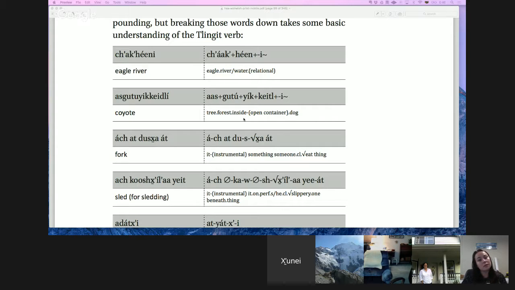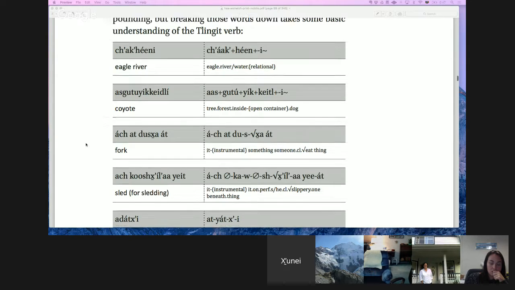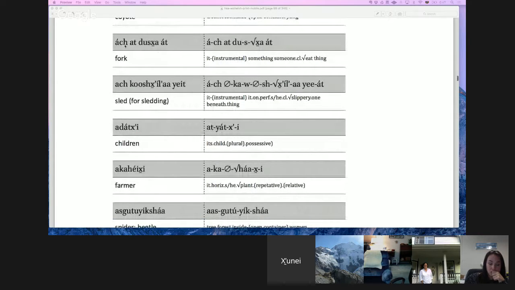But looking at how these unpack is kind of interesting. So Askatu Yik means in the forest. Katie. So it's the dog in the forest. So there's the word for coyote. But again, everything gets shortened and flattened. And sometimes these words look really long, but if you can see how they're put together, I think that does help you to remember them and to use them. So here you have ach at duscha at. So here, you get a little bit of vowel flattening right here. But here you have uch, which is a combination of and ch.